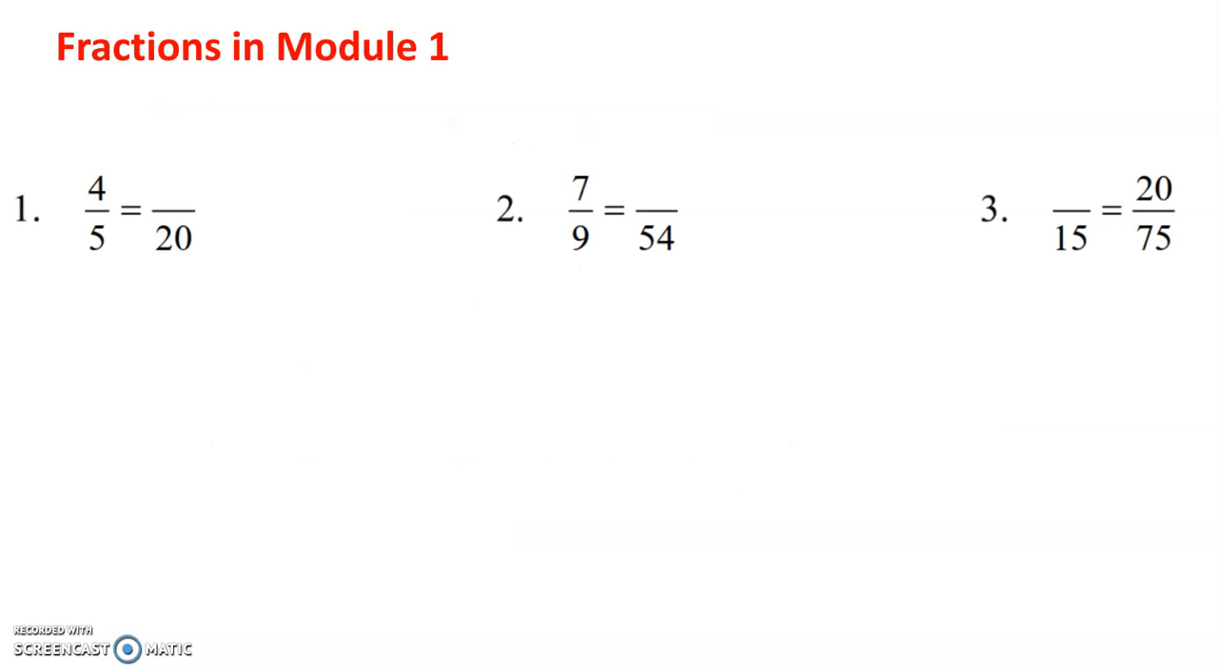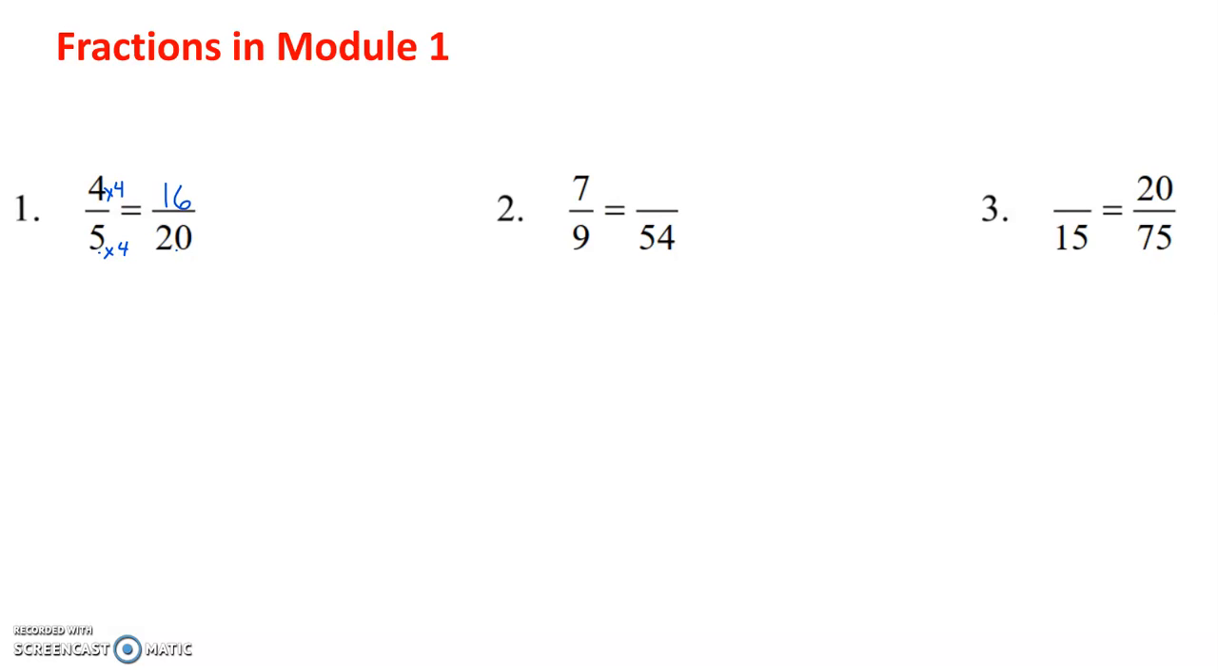In Module 1, we looked at equivalent fractions and how to solve for a missing numerator usually. And how we did that was by looking at what we have matching in the denominator. So we have 5 and 20. We ask ourselves, how do I get from 5 to 20? I multiply by 4. And because I did that in the denominator, I have to do the same in the numerator. So 4 times 4 is 16. So we were able to solve that way.